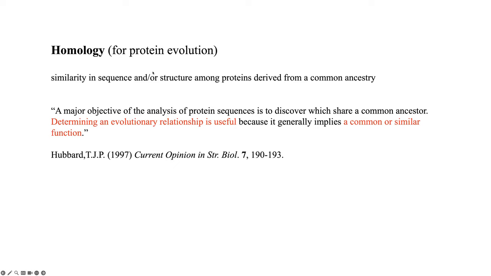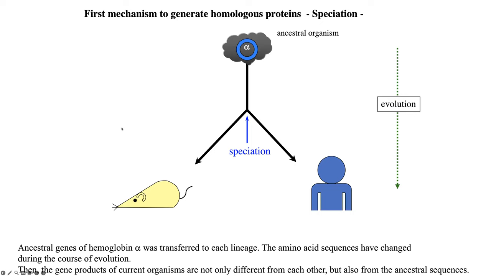Okay, so why is this idea important? My acquaintance Tim Hubbard wrote in this paper that the major objective of the analysis of protein sequences is to discover which share a common ancestor. Which share a common ancestor means homology. And determining an evolutionary relationship is useful because it generally implies a common or a similar function. Okay, let's see this figure again.